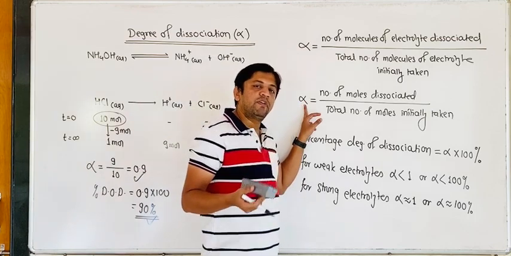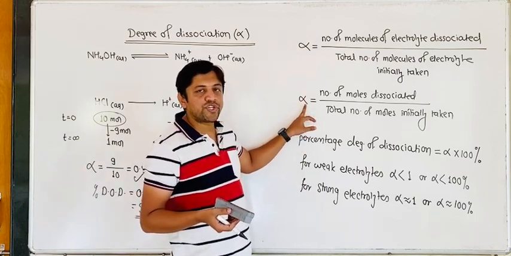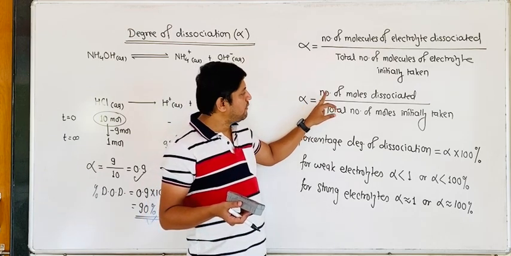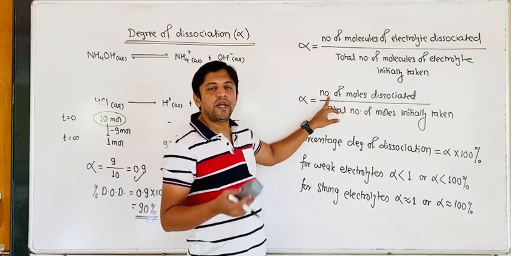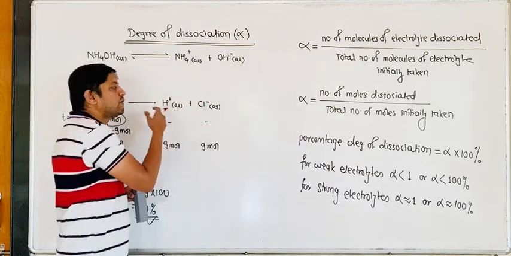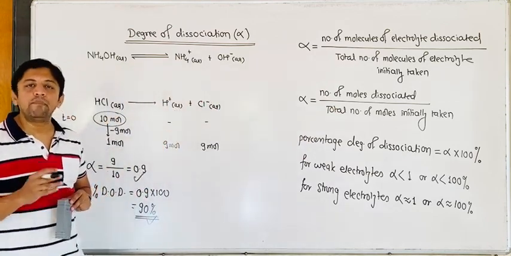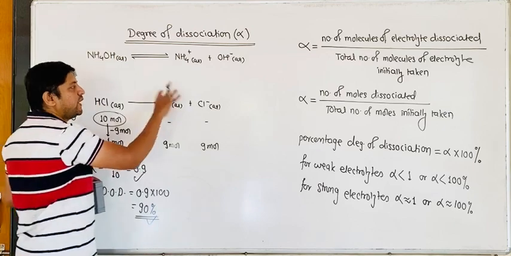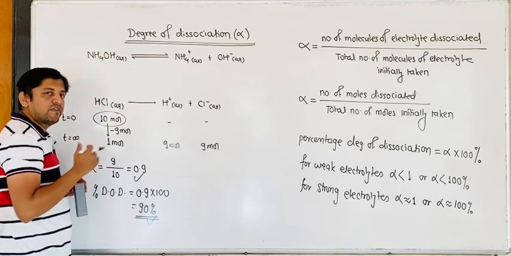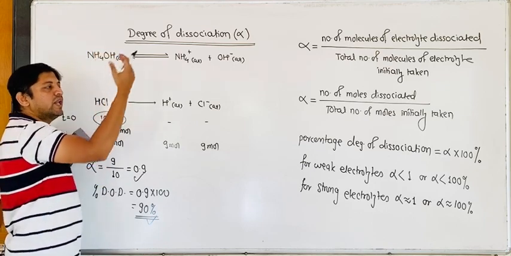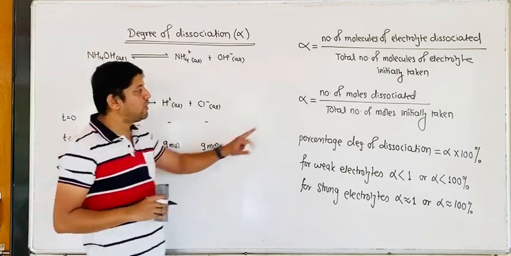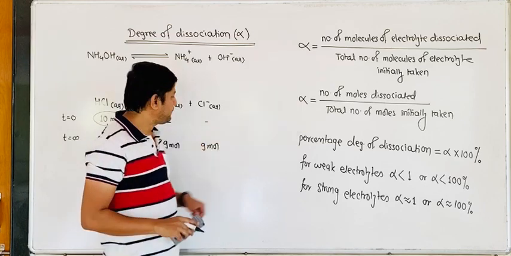The definition of degree of dissociation is given as: degree of dissociation is defined as the fraction of moles of electrolyte dissociated till equilibrium is attained at a given temperature, because this dissociation process depends on temperature. As temperature increases, extent of dissociation also increases, as dissociation requires absorption of energy. So at high temperature there will be more energy available, and hence extent of dissociation is more. As extent of dissociation is more, value of alpha is also more.